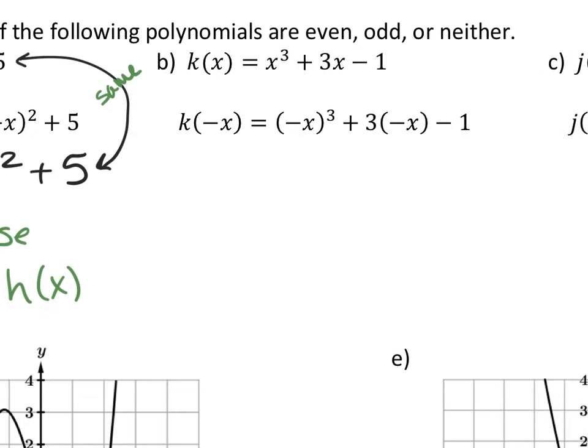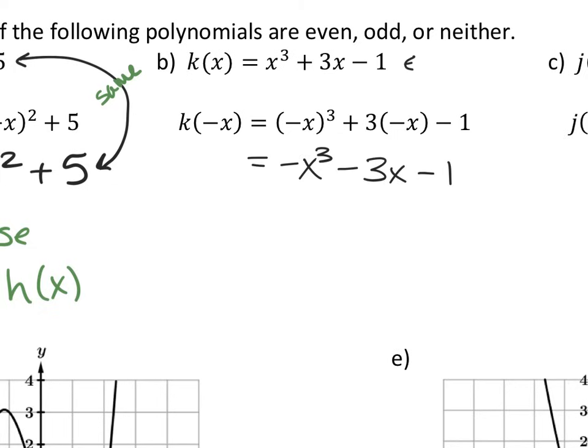Okay, I think some of you fell for my trick again. Thank you. So if we filled this one out for B, I've already told us we're plugging in negative x. If we do negative times negative times negative, what is that? Negative. So this is negative x cubed. And then 3 times negative x is negative 3x, and then negative 1 just drops down.